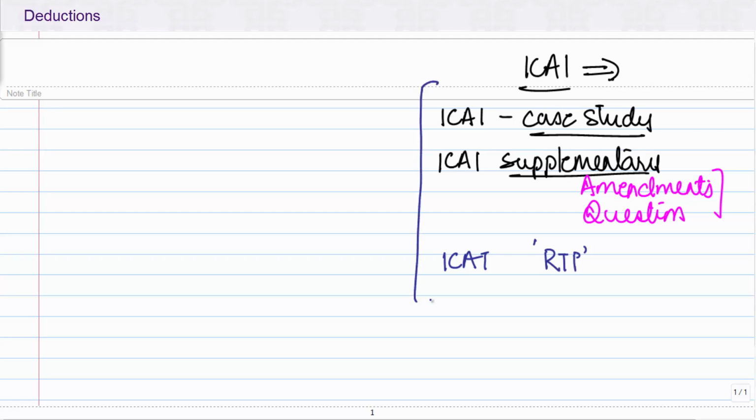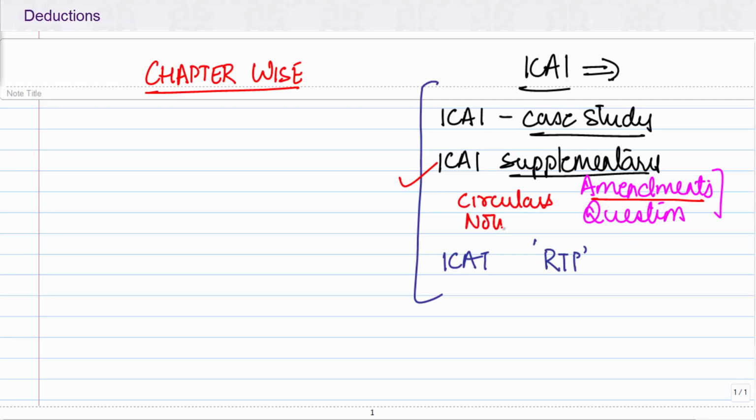So what we're going to do is we're going to go chapter wise. And from each chapter, we will first look at the amendments. And of course, in the amendments, there are recent circulars and recent notifications that ICAI wants you all to know. So we're going to look at chapter wise amendments. Then we're going to look at circulars and notifications applicable. Then chapter wise case study and questions from the RTP in the end to complete one topic.